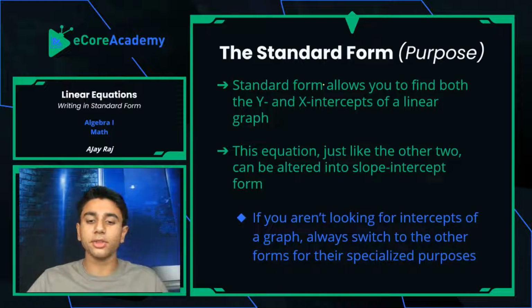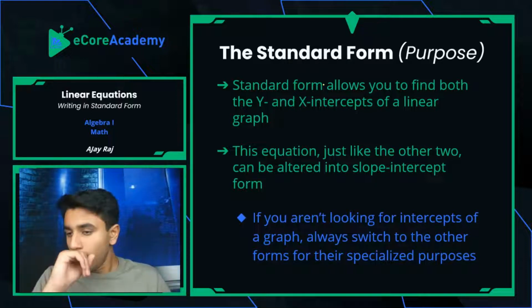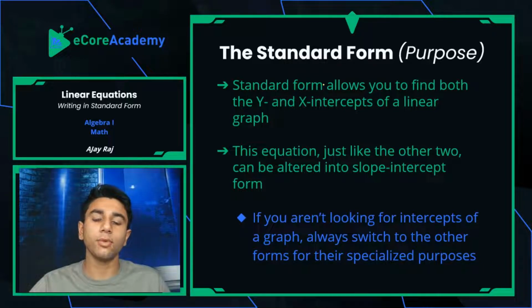And this equation, just like the other 2, point-slope and slope-intercept, can be altered into slope-intercept form. So you can always alter this into slope-intercept form, and you can also change this back into point-slope form, vice versa between all of the equations. If you aren't looking for intercepts of a graph, always switch to the other forms for their specialized purposes. This really helps when you're focusing on intercepts. Otherwise, you might want to use solely your slope-intercept form or your point-slope form. Point-slope form meaning using specific points on a graph to actually discover what your slope might be in that case, or using slope-intercept form, which actually helps you graph the actual graph by using information from your slope-intercept equation.